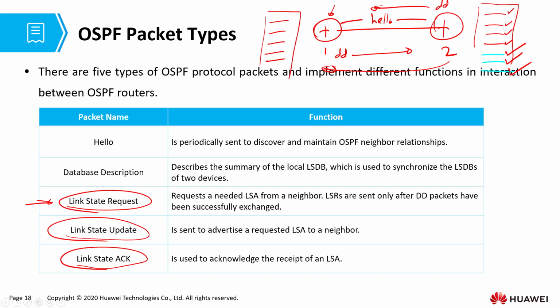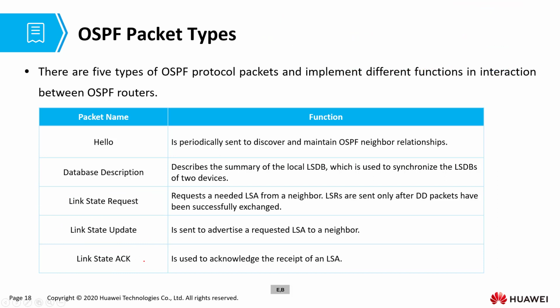So these are the 5 critical packets that OSPF is going to use. Again, the hello packets are used for discovering and maintaining neighbor relationships. The database descriptor packets are used to share a summary.